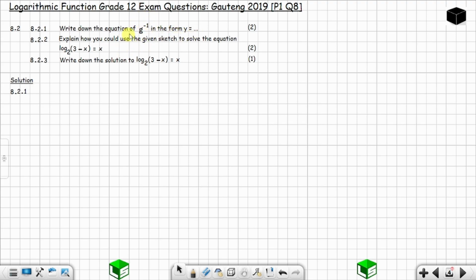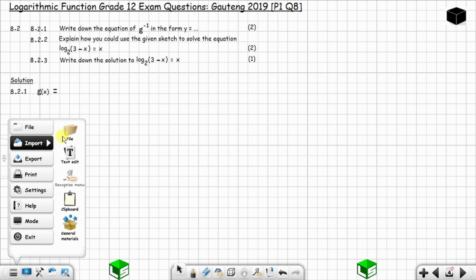Okay, what is g of x equal to? Remember from the question, g of x.